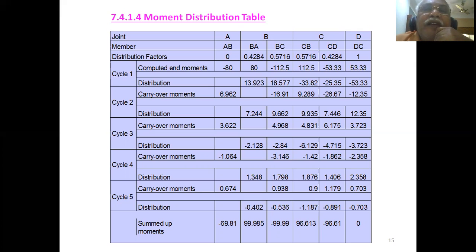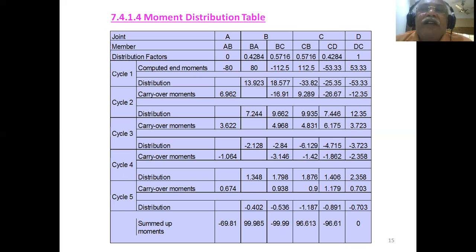Okay, and at joint B, which is meeting with the two members, BA distribution factor is 0.4284, and BC is 0.5716. Similarly, for joint C, CB equal to 0.5716 and CD equal to 0.4284. And at joint D, since it is a simply supported end, whatever moment comes, that moment will be absorbed, moment will be acting there. Further, it won't get distributed. Okay.